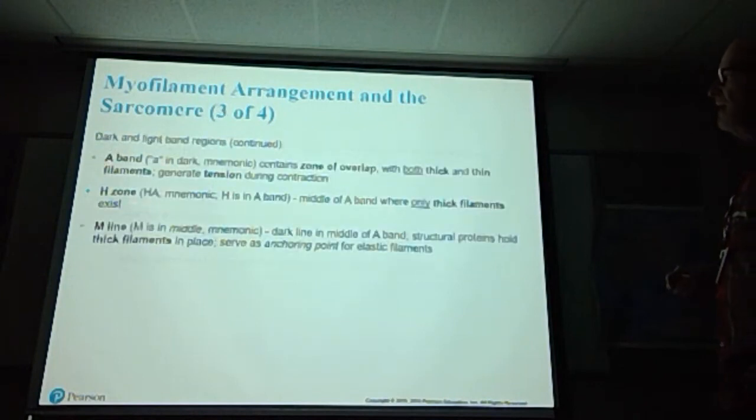The A band, A for dark, that's another mnemonic, contains the zone of overlap with both thick and thin filaments, and generates tension during contraction. H is in the A band, the middle of the A band where only thick filaments exist. The M is in the middle, that's the M line. It's a dark line in the middle of the A band.